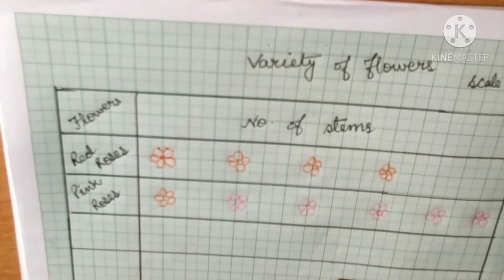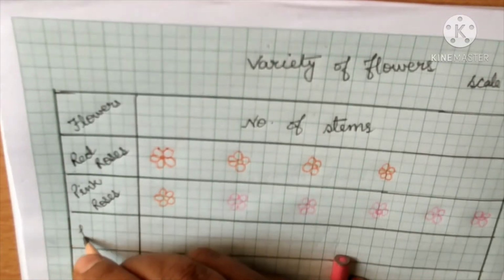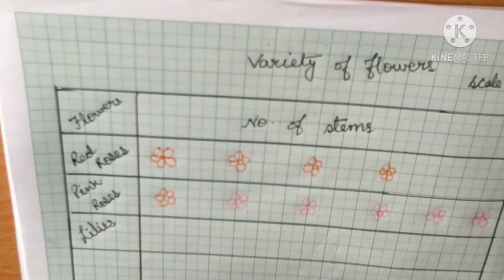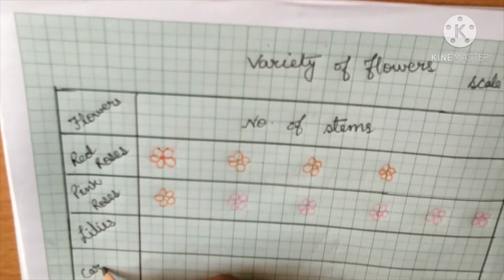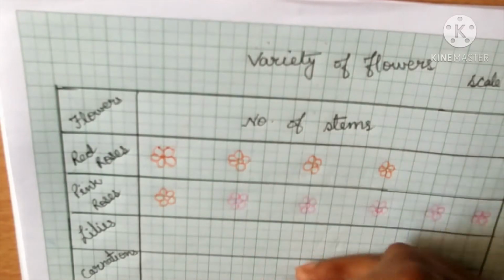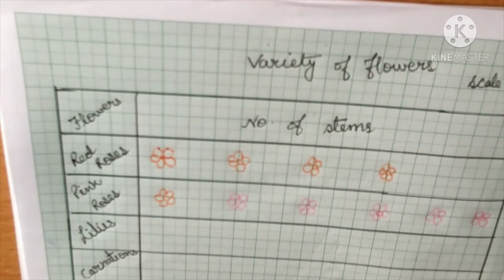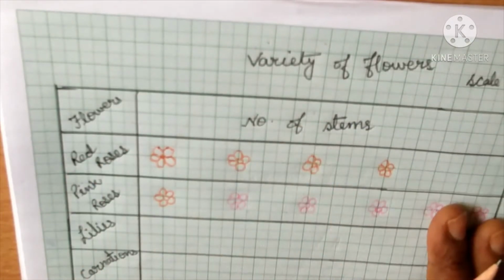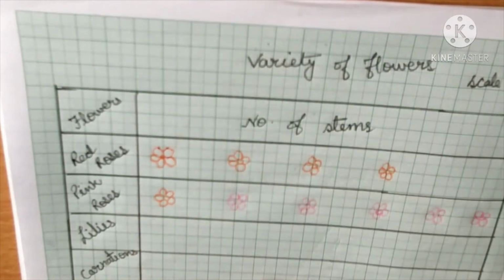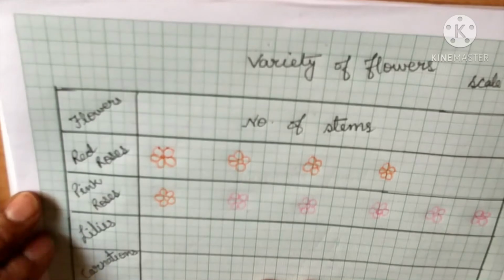The next one is lilies, and carnation. These two you have to draw on your own. See, the first 2 flowers I have drawn just below. The second one is lilies. We have to draw 2 flowers, and for carnation we have to draw 8 flowers. Clear to you? So I explained to you how to do that. You can do it on your own. This lily and carnation you will complete on your own. Clear to you? We are moving to the second question.